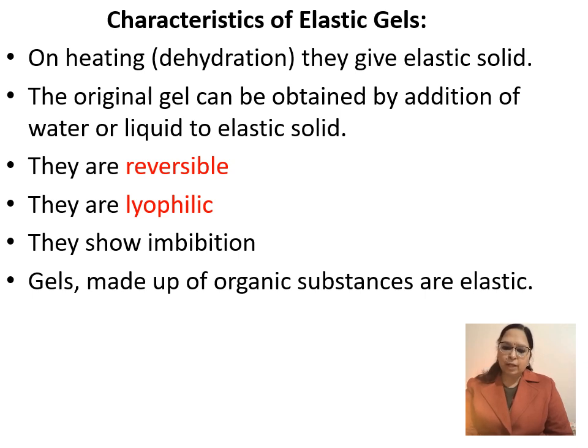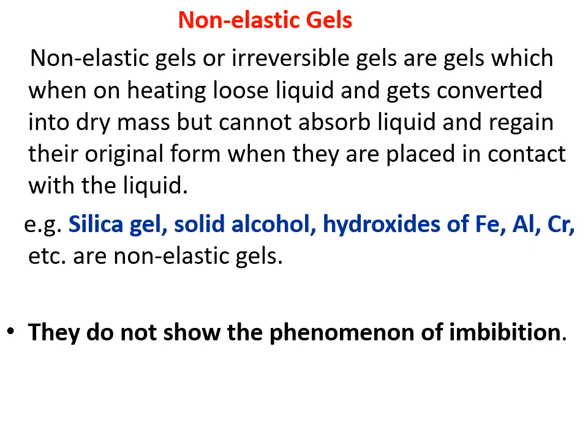Gels which are made up of organic substance are elastic gels. Now coming to the second category, that is non-elastic gels, which are also known as irreversible gels. These are the gels which on heating lose liquid and get converted into dry mass. But they cannot absorb liquid and regain their original form when they are placed in contact with the liquid. So this is the basic difference between elastic gels and non-elastic gels.